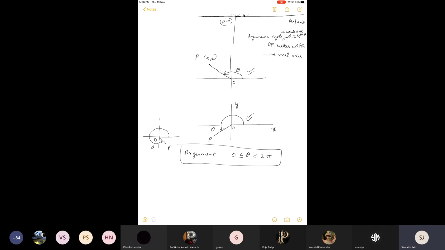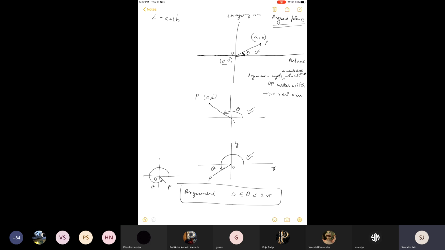From 2 pi and 0, one angle is excluded because you know why? When you are on the positive real axis, someone will say the angle is 0, someone may say the angle is 2 pi. So to avoid that confusion, 2 pi is taken in an open interval. That means whenever the point is here, the angle which it makes with the positive real axis will be taken as 0 and not 2 pi. The interval is 0 closed to 2 pi open.